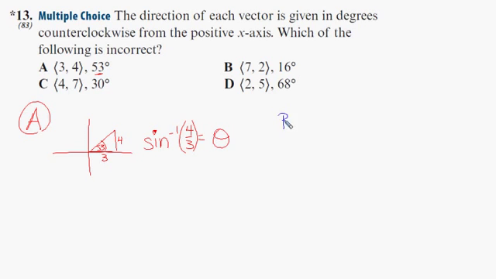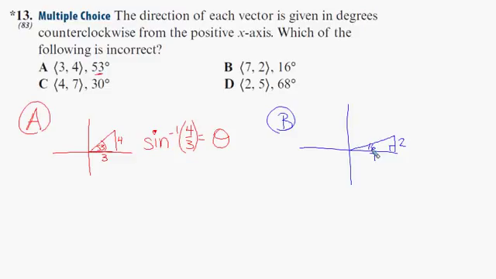And so we'll draw a little coordinate plane for that. That means we come over 7 and go up 2. So that means this distance is 7, this distance is 2. So the question becomes, is this degree measure right here 16 degrees?